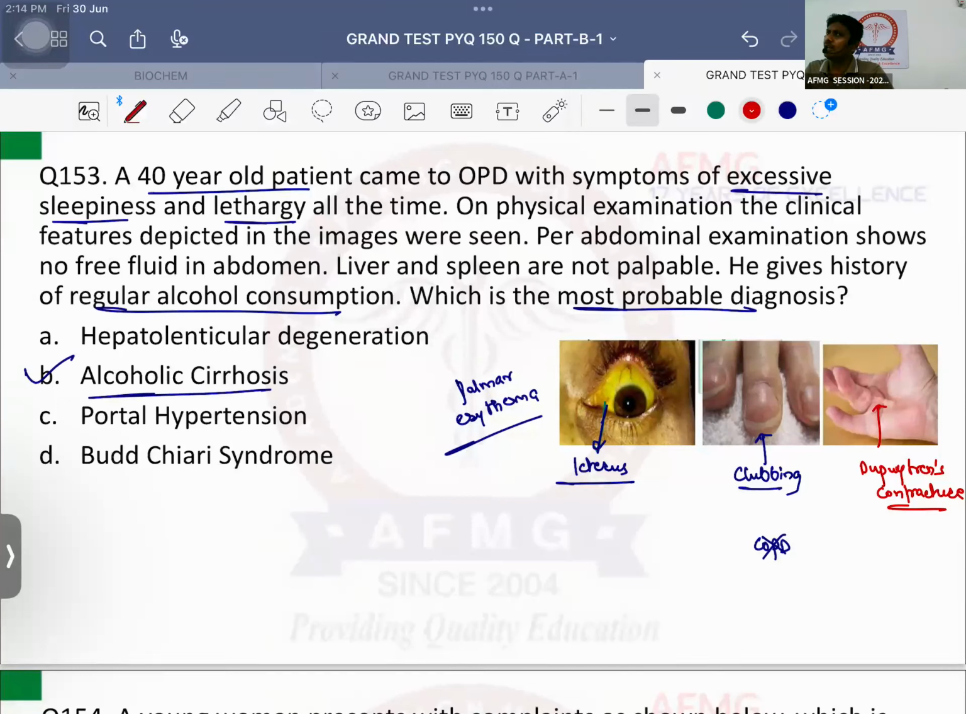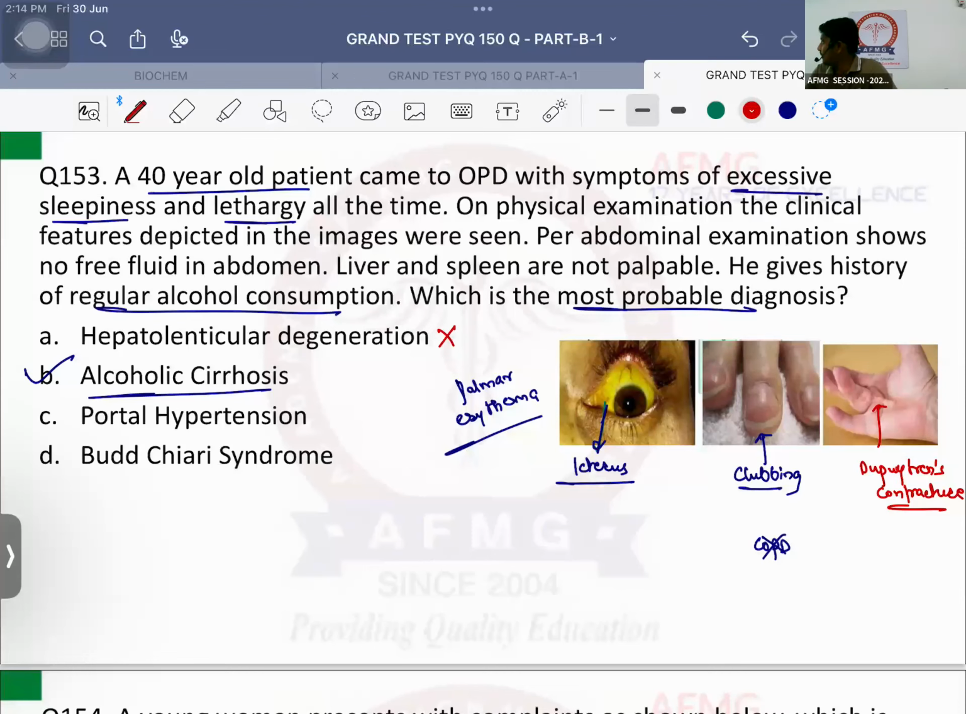What is hepatolenticular degeneration? Wilson's disease. In Wilson's disease, we know we have already done a case that over there the patient will not only have hepatic features, the patient will also have damage to the lenticle, that is the basal ganglia. The patient will develop which disease-like features? Parkinsonism-like features. So none of them have been present over here.